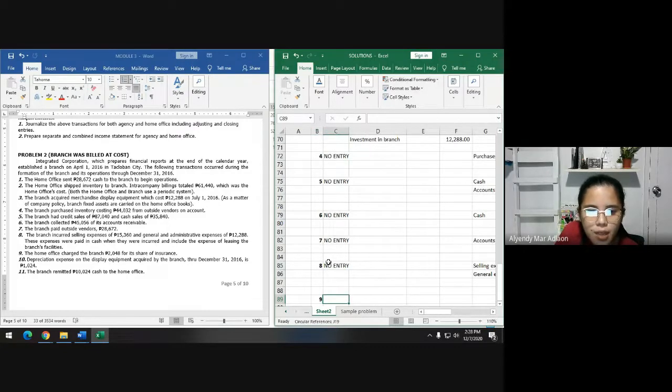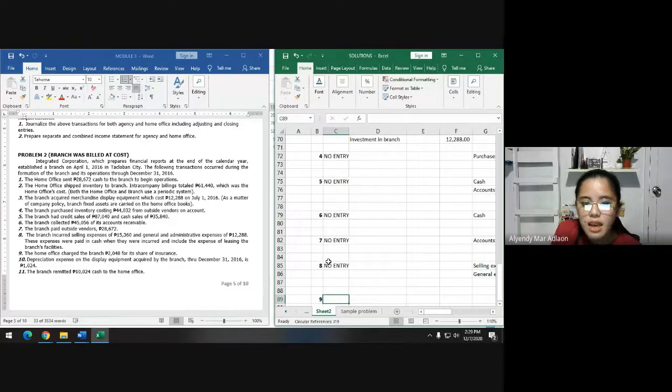And the next is number 9. For number 9, the home office charged the branch 2,048 for its share of insurance. So, kumbaga si home office, nagbayad siya og insurance. Pero naay share si branch ato nga 2,048.